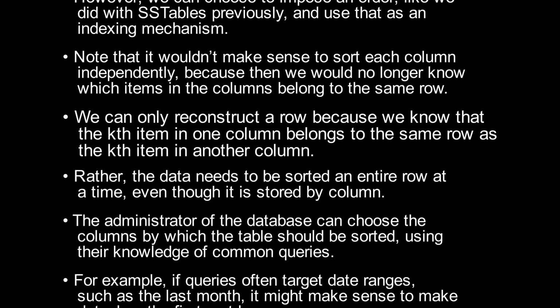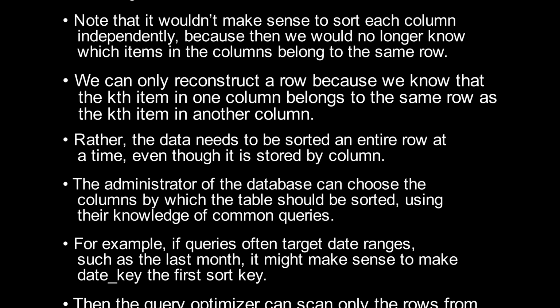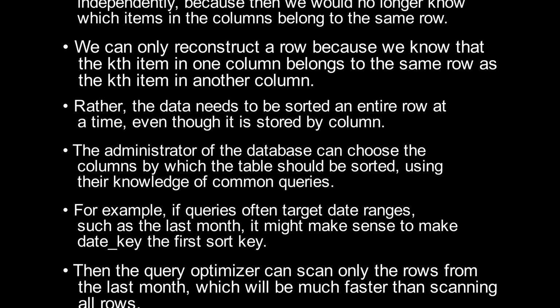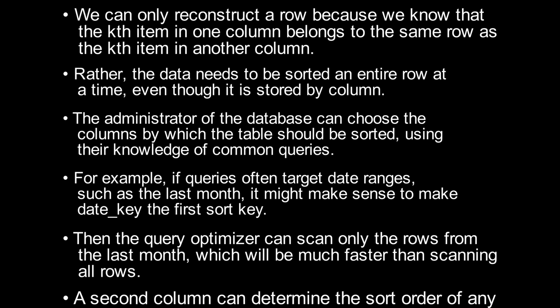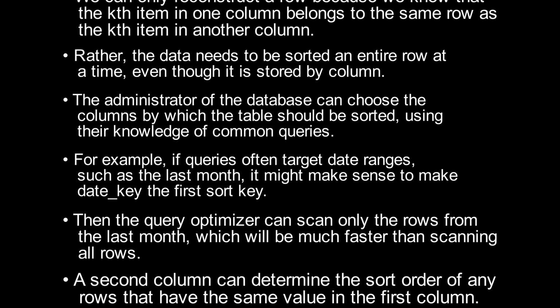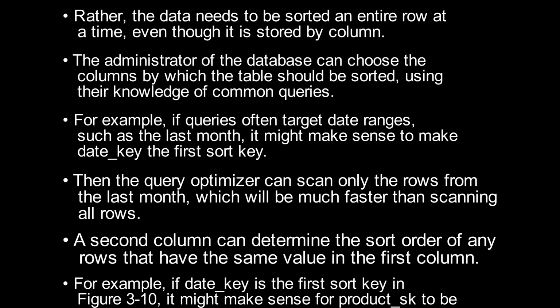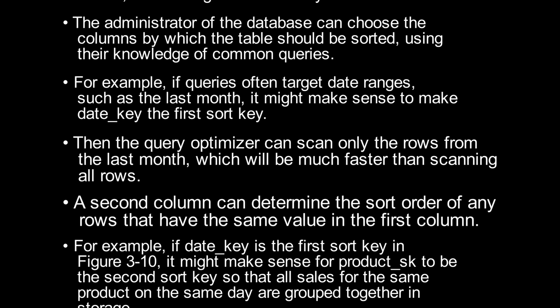The administrator of the database can choose the columns by which the table should be sorted, using their knowledge of common queries. For example, if queries often target date ranges, such as the last month, it might make sense to make date_key the first sort key. Then the query optimizer can scan only the rows from the last month, which will be much faster than scanning all rows.